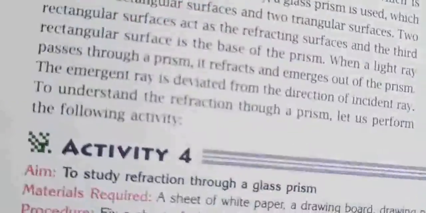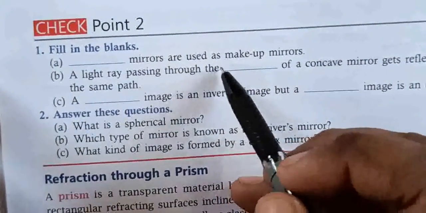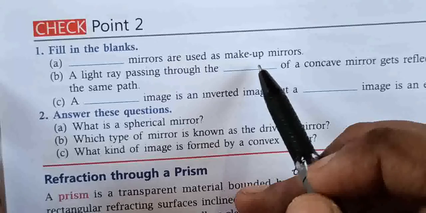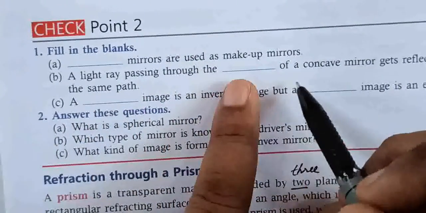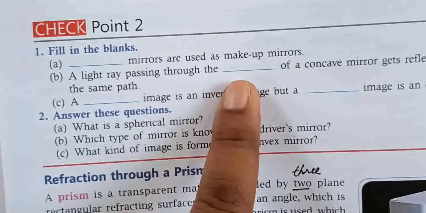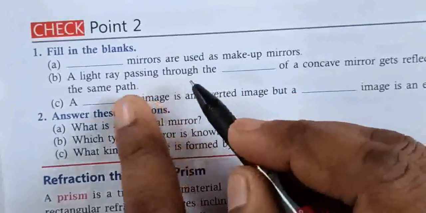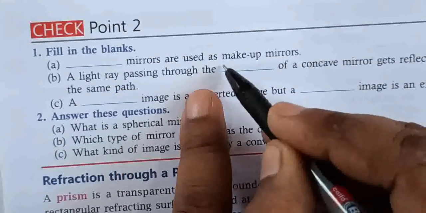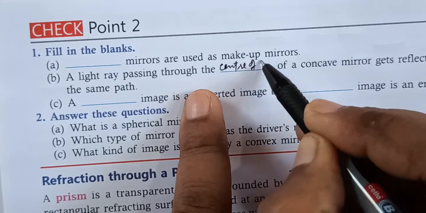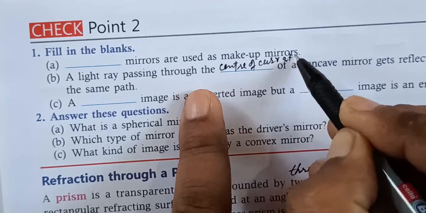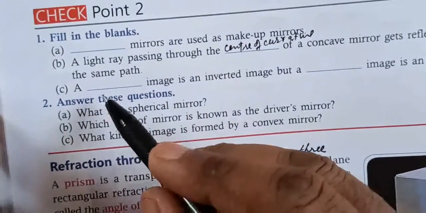Fill in the blanks here are given. So let us discuss. Concave mirrors are used as makeup mirror. A light ray passing through the center of curvature of a concave mirror gets reflected back along the same path.